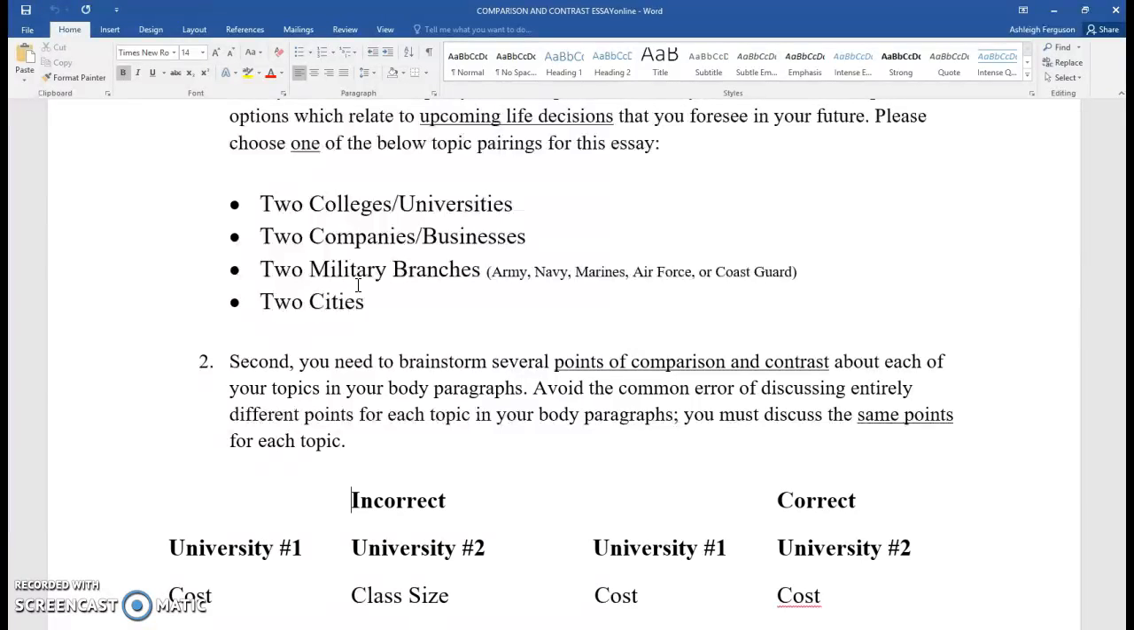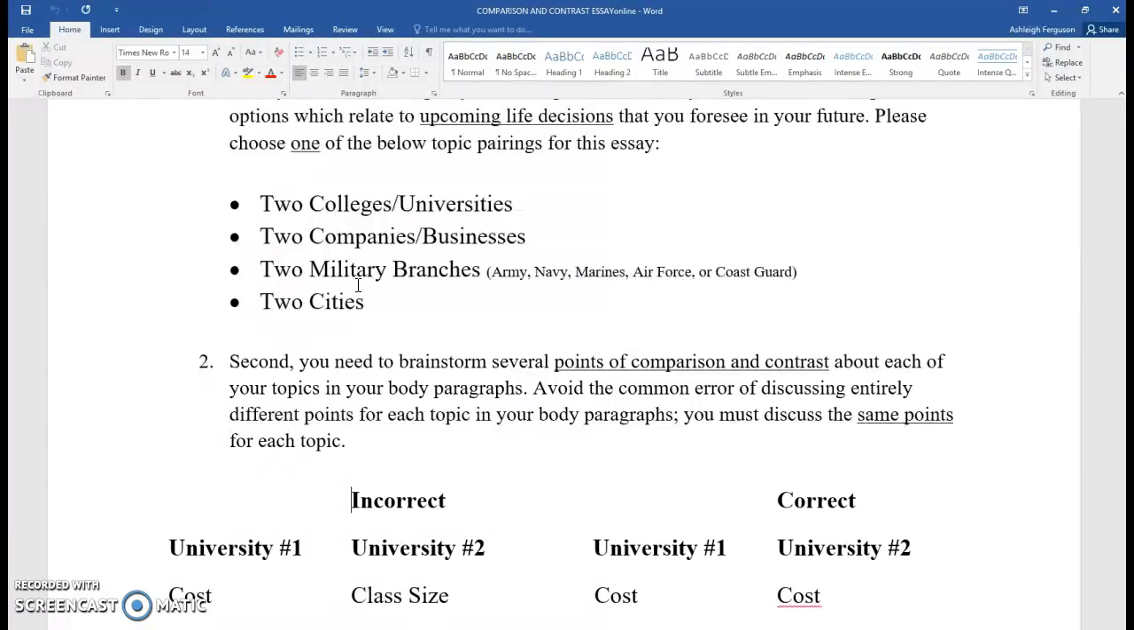Finally, cities. I know many of you may consider relocating in the future, whether it's because you're going to a particular college or university, or maybe you're going to be moving because of a job. And you may want to consider those two cities' locations, their cost of living, maybe even just basic amenities like the restaurants, the entertainment venues that they have there, and other points of consideration.